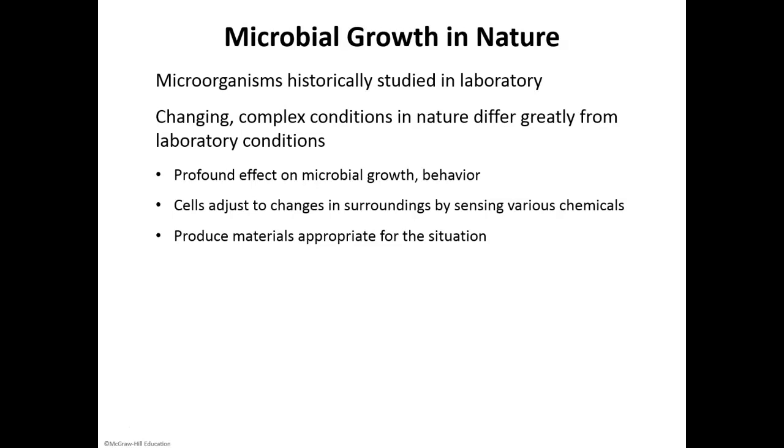And so the cells have to be able to adjust to the changing environment. They do this by sending out signals to determine how many cells are in the environment. They can sense different chemicals and changes in those chemicals, and they can produce appropriate responses. If they can't do this, they'll die, and other microbes will come into the environment.